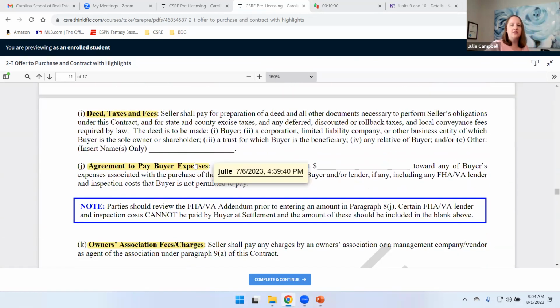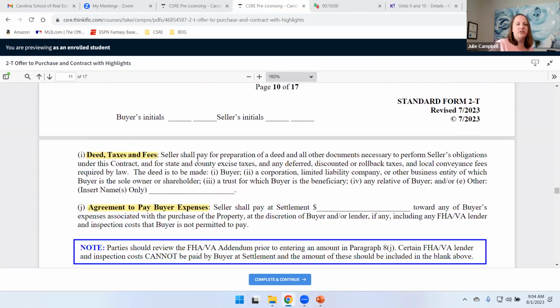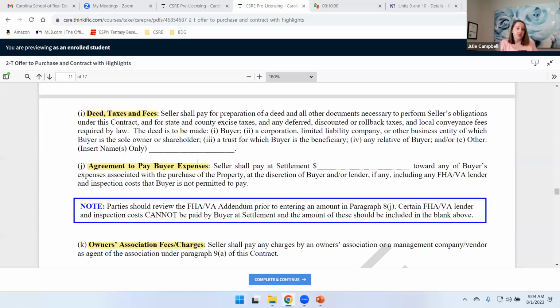So this is where we are at the top of page 11, a little bit more to talk about with the seller's obligations. So another seller obligation they have is to pay for the preparation of the deed. If we can think about this, there's two different attorney's costs. The buyer hires the attorney. So the buyer pays for the closing attorneys. They pay the closing attorney fees. However, the seller will pay the attorney to prepare the deed and get it ready for closing. So the seller is responsible for preparation of the deed and all other documents necessary to perform the seller's obligations.